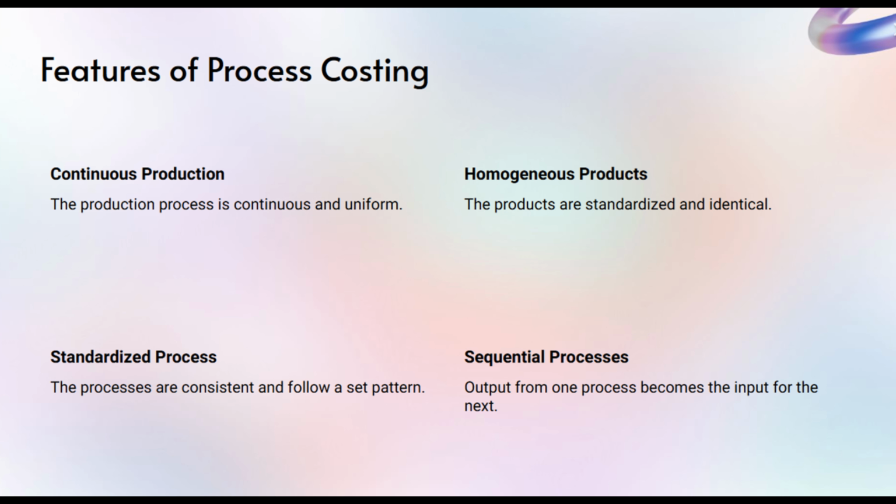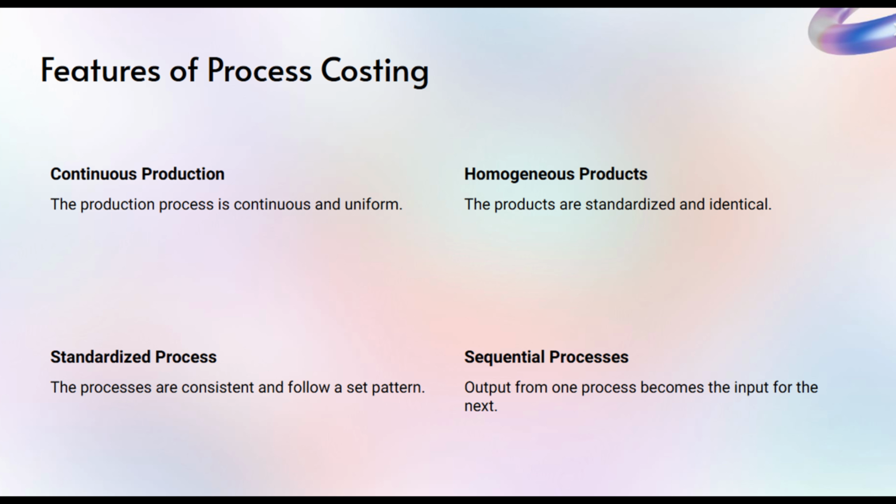Here are some features of process costing. Continuous production: when it comes to process costing, it's continuous and uniform. Number two, homogeneous products. That's to say that the products are standardized and identical. In process costing, you're not trying to manufacture different products. You are trying to manufacture just one product.